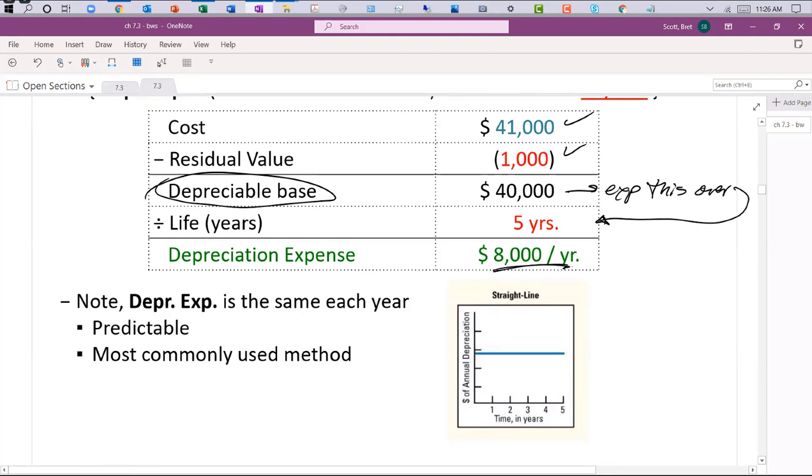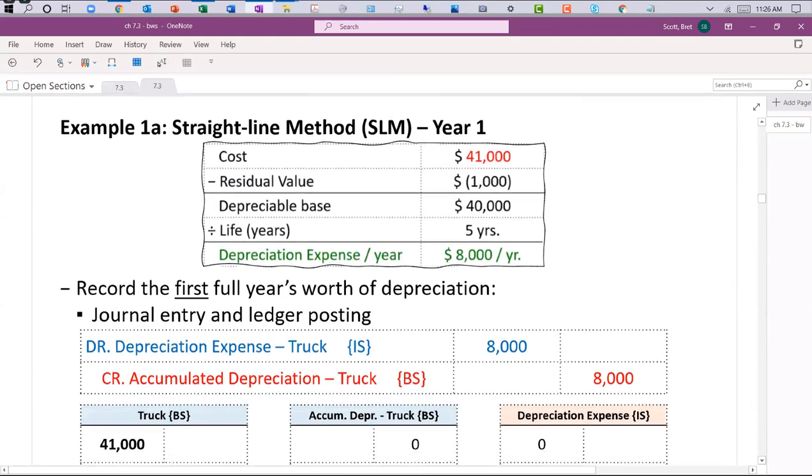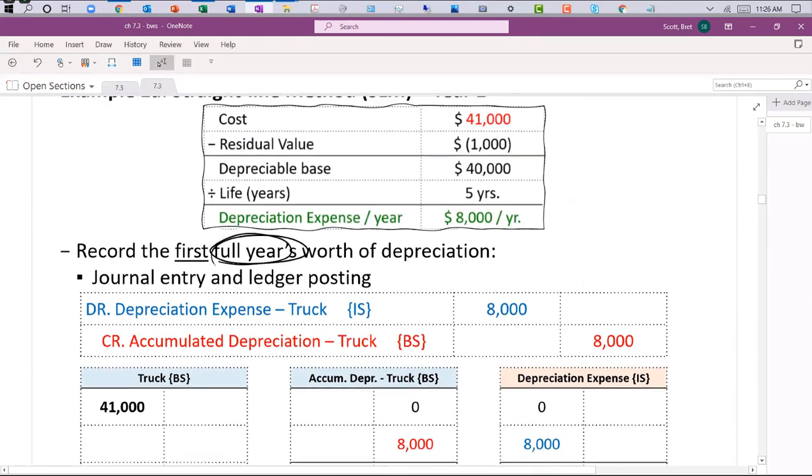In straight line depreciation, it's nice because it's predictable. It's also the most commonly used method. The reason why is because it's going to be the same each year. Every year is 8,000, 8,000, 8,000, 8,000. We like that predictability. So year one, what's the first full year's worth of depreciation?